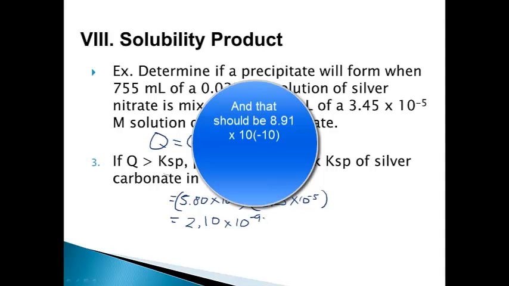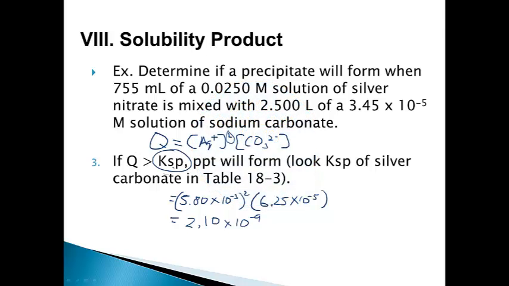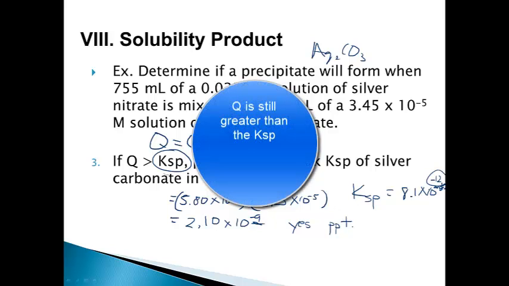Now what do I do with that value? Well, I need to go look up what's a KSP value for silver carbonate, Ag2CO3. Look that up in the book, and the KSP is 8.1 times 10 to the negative 12th. Oops, a little hard to see, 10 to the negative 12th. So our Q value is pretty small, but the KSP is even smaller. So, will we get a precipitate? Yes. We get a precipitate, because even though it's pretty small, it's still larger than 10 to the negative 12th.